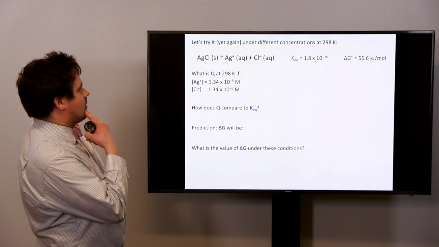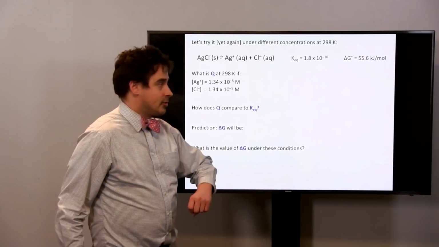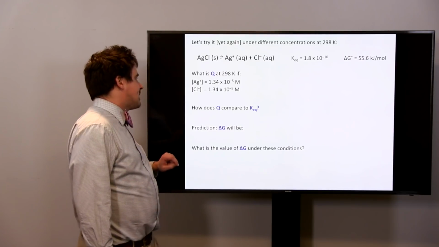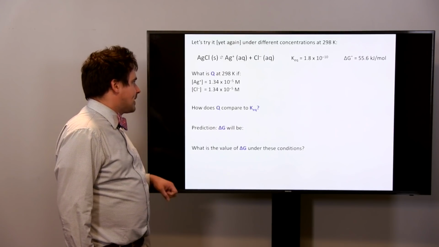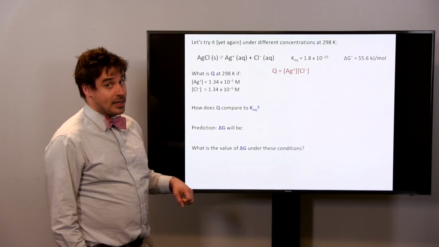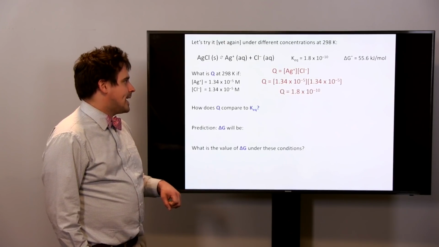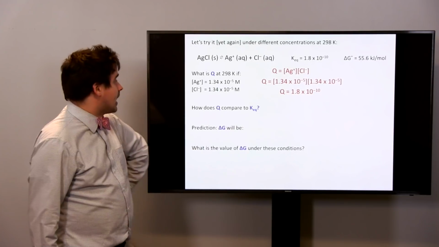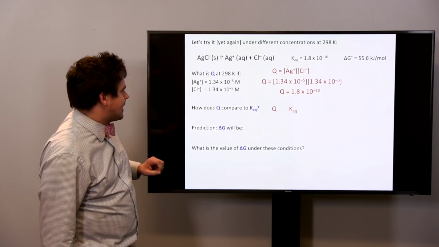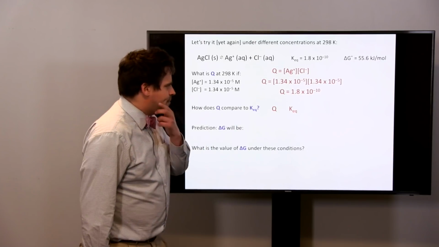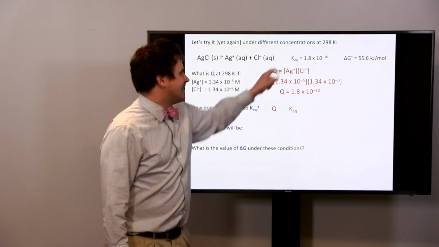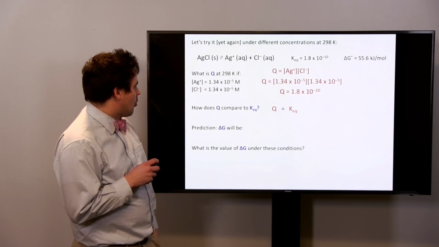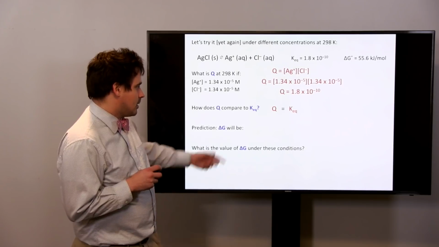Well, let's try it with yet again some different circumstances. What if we have silver being 1.34 times 10 to the negative 5th molar and chloride being the same? Once again, we'll calculate Q the same way we did before. And it turns out here Q is equal to 1.8 times 10 to the negative 10th. Okay, well, how does Q compare to K? That number's awfully familiar. Aha! It's the same thing. What do you know? Q is equal to K.